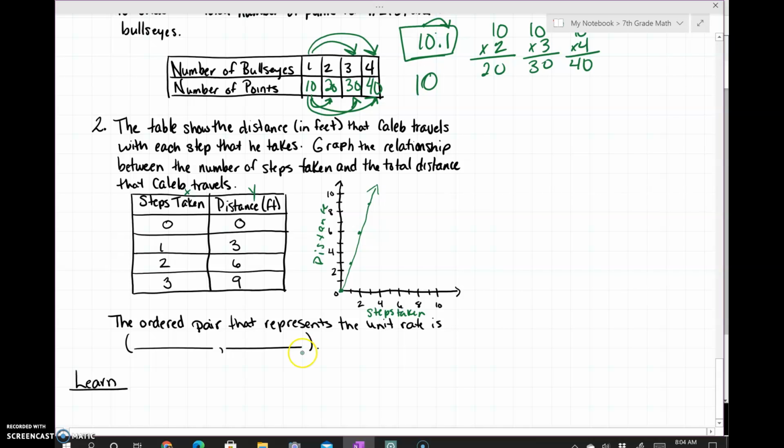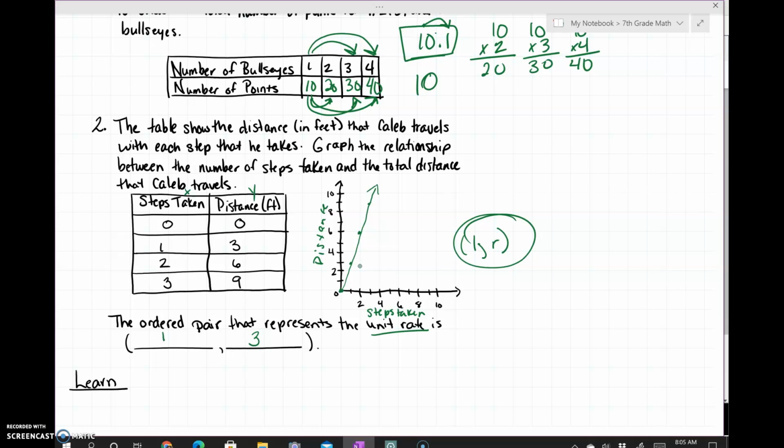All right, so now we have to figure out the ordered pair that represents the unit rate. The ordered pair that represents the unit rate is always going to be 1 on the x and then that value for r. So for every 1 step taken, he's going to walk 3 feet. So it'd be 1, 3. That will be your unit rate. This is a formula that you're always going to know. Anytime you see 1 and then the r, that's your unit rate. So we'll work on this some more today. It's what we did in the other part.